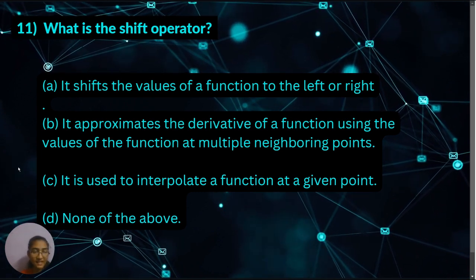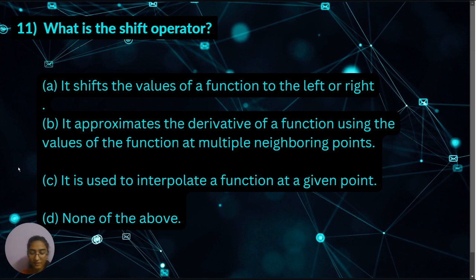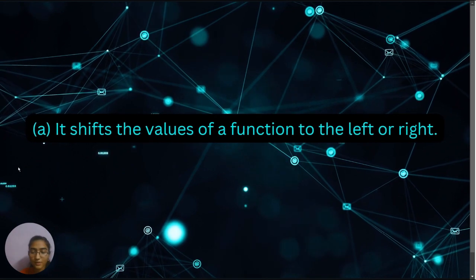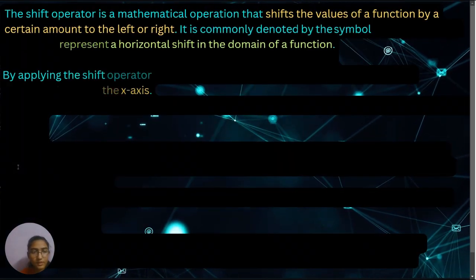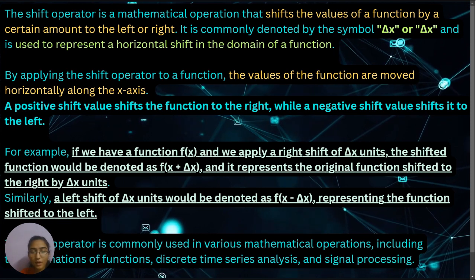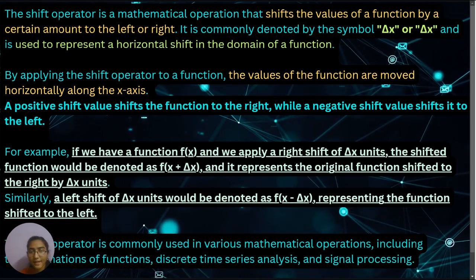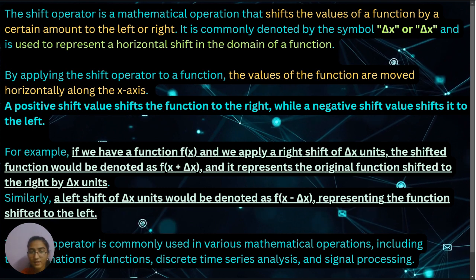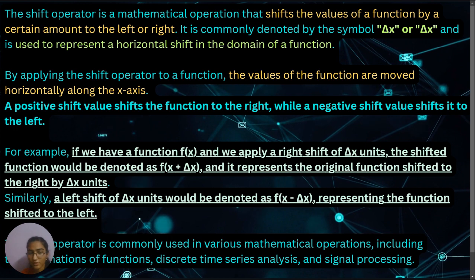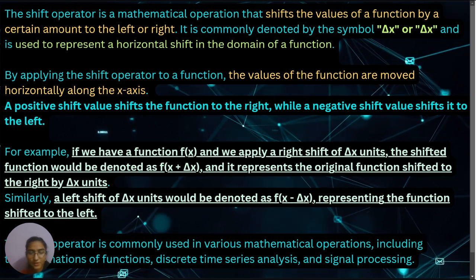Basically, by mistake, I already have given you the answer, but still, you can guess if you still not get it. So the answer is A. It shifts the value of a function to left or right. So the shift operator shifts the value of a function by a certain amount to left or right. It is denoted by delta x, okay, or delta h, and it is used to represent the horizontal shift in the domain of a function. Horizontal shift, it's not a vertical shift, it's just a horizontal shift.